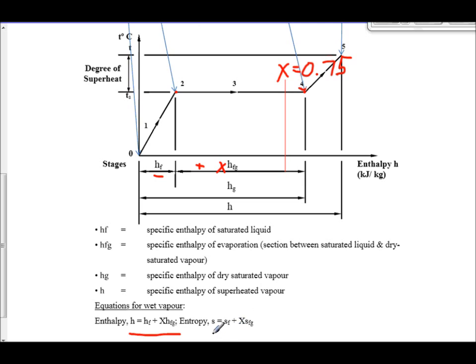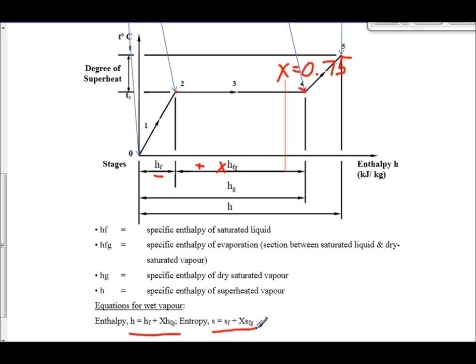We can also apply the same equation for entropy. In one of the examples in the study pack, before we start looking at the chart, we will use the steam tables to evaluate, and also the entropy equations to evaluate the dryness fraction. When we come to using the chart, it makes life so much easier, as you'll see.